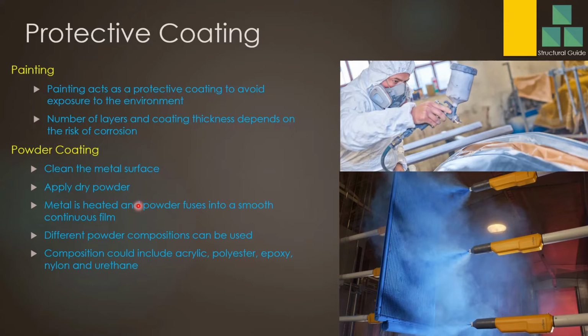Now the other thing we are going to discuss is powder coating. Powder coating is a kind of corrosion protective layer applied on materials. First we need to clean the metal surface. Then we can apply the powder coating.